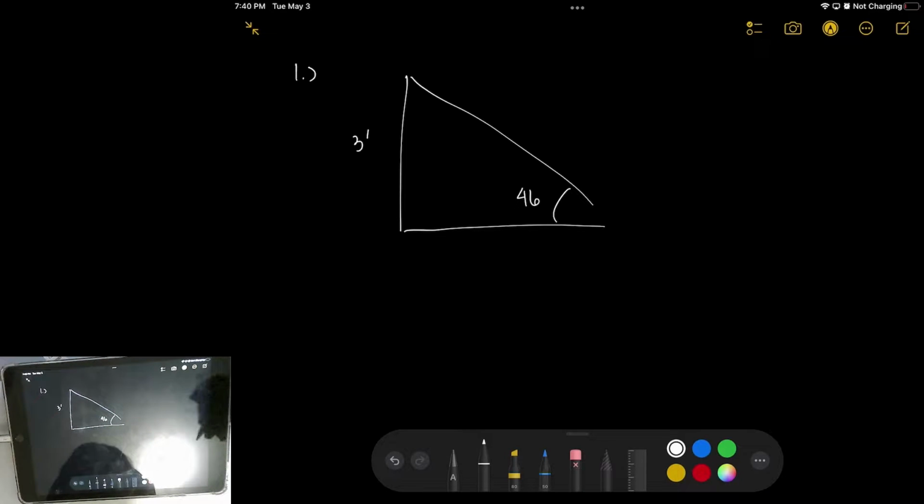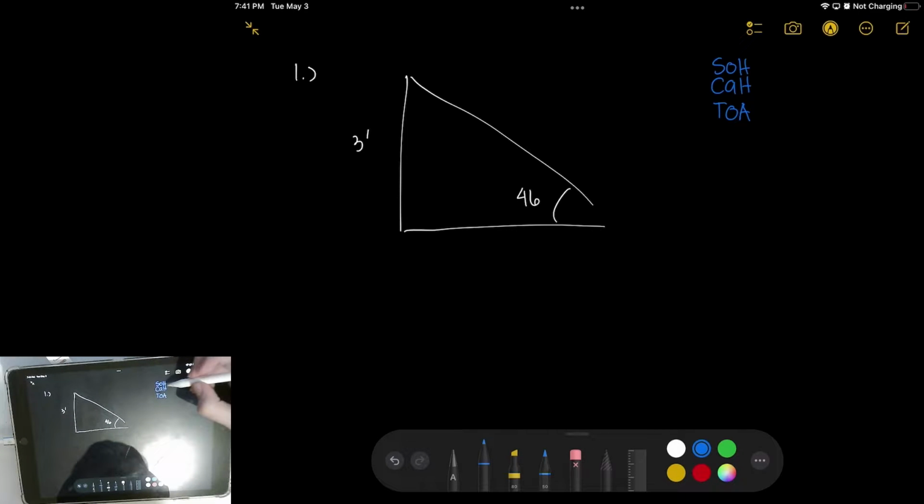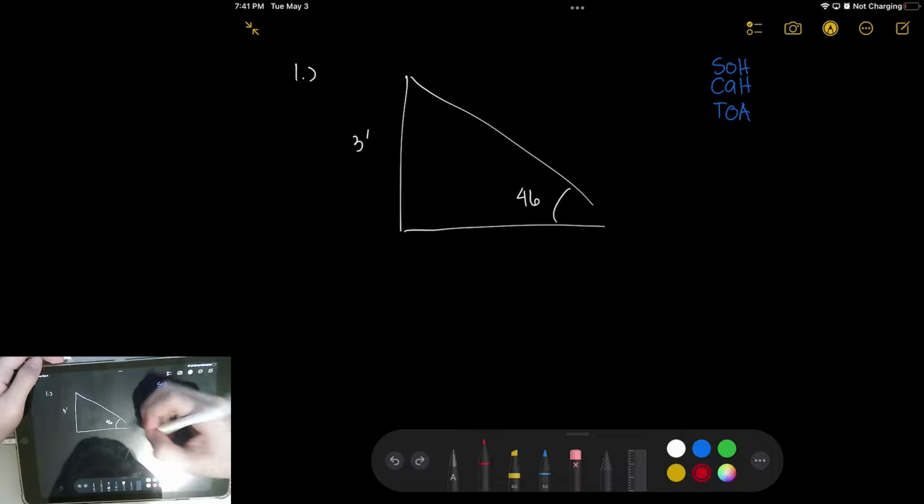So, the first step is to remember SOHCAHTOA. Basically, what it means is sine, cosine, and tangent. SOH stands for opposite over hypotenuse, CAH stands for adjacent over hypotenuse, and TOA stands for opposite over adjacent. And when referring to opposite and adjacent, it's in relativity to the angle.